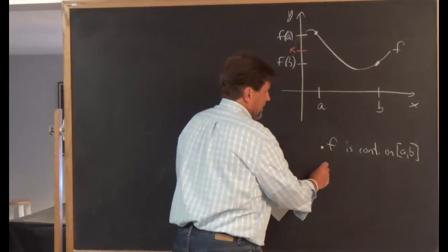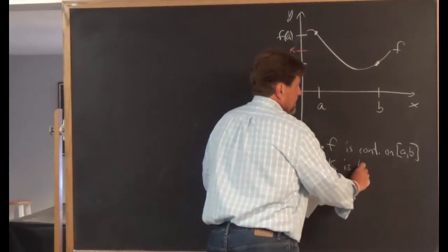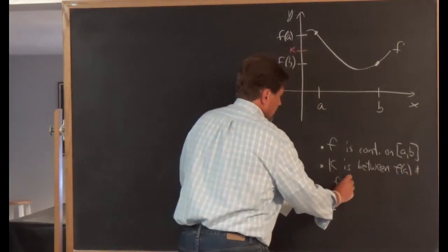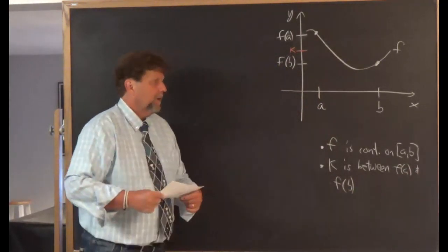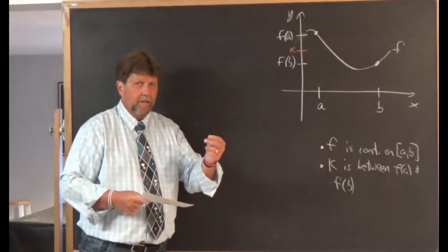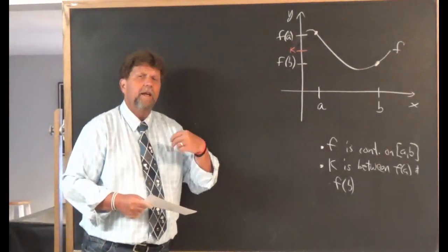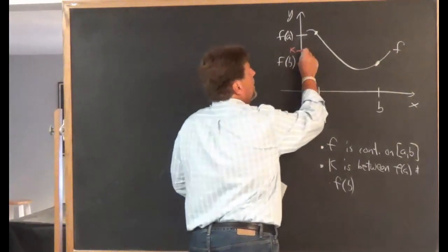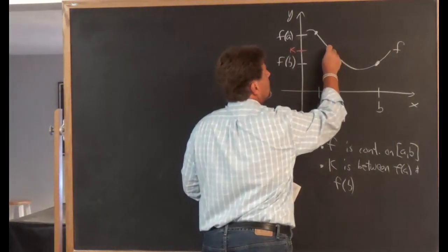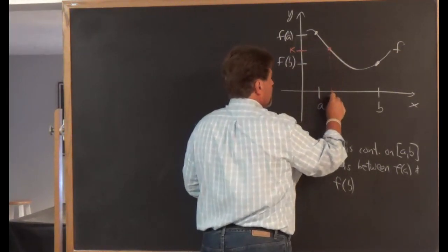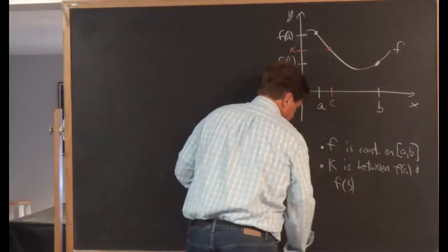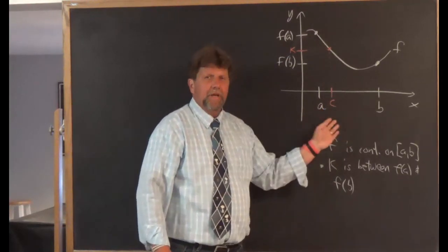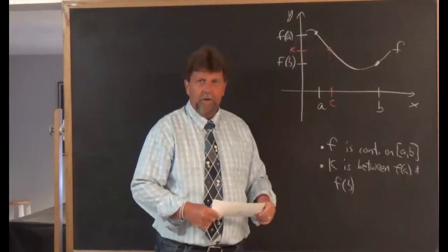Yeah, it looks like that, so I'll just make that note here. K is some number between f of A and f of B. Well, since the function is continuous on the closed interval AB, and k is between f of A and f of B, it seems that means there is some number that I'll call C. It looks like that C is between A and B, and it looks like f of C would equal k.